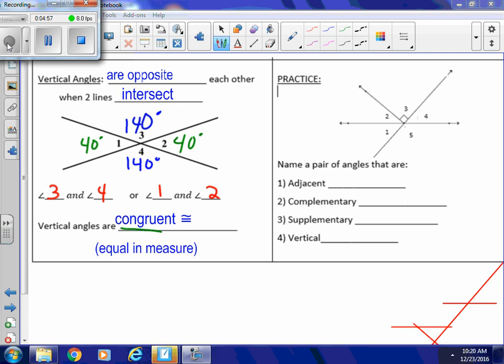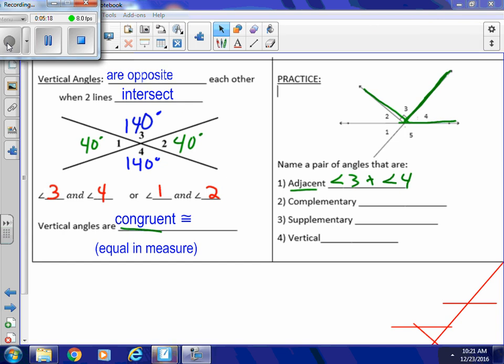Okay, let's find a pair of adjacent angles. Remember from the definition, adjacent angles share a side. Now there is more than one pair. I'm going to show one pair. I see that angles 3 and 4 are sharing this side. So angle 3 and angle 4 are adjacent. You could have chosen others.